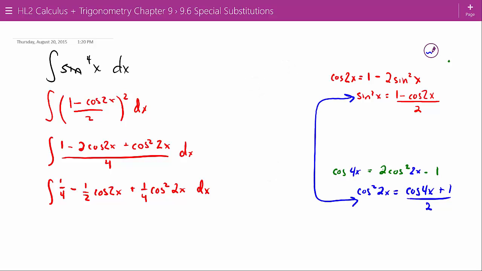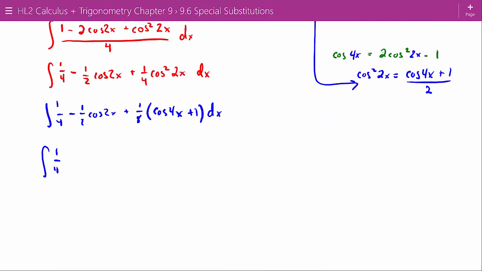These two right here, muy importante. Very important to be able to work with and understand where they're coming from and substitute into anti-differentiation. So here we go. We have the integral of 1/4 minus 1/2 cosine 2x plus 1/4, I guess it would become 1/8, times (cosine 4x plus 1) dx.